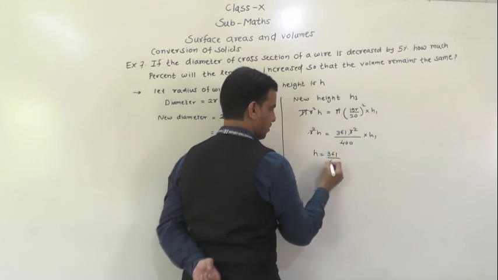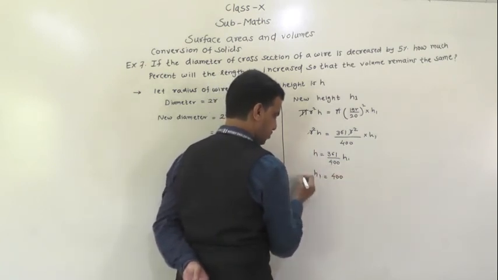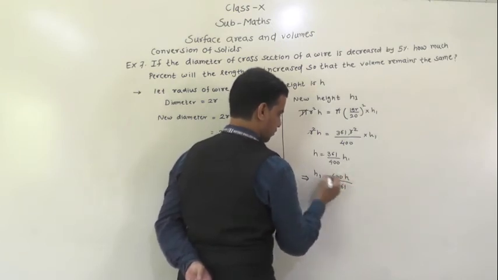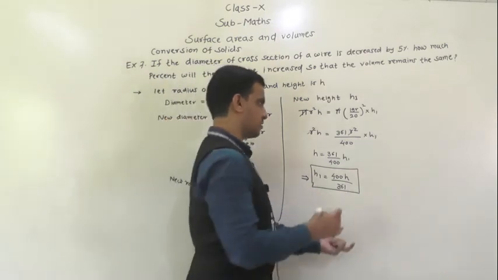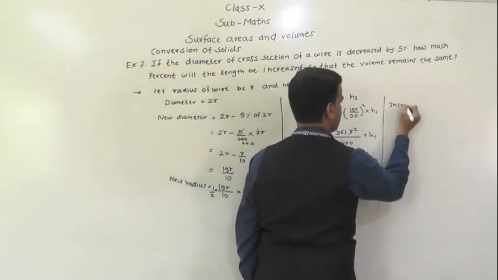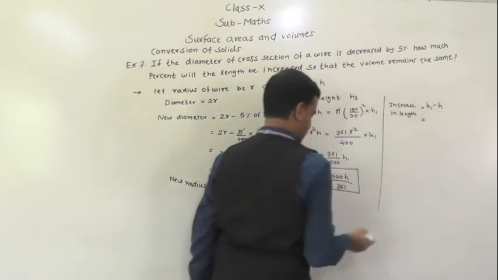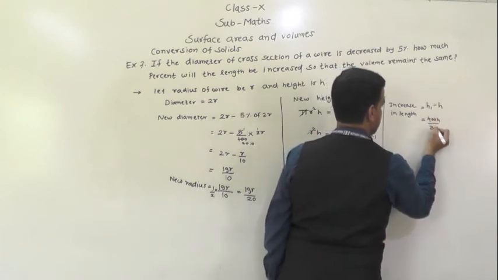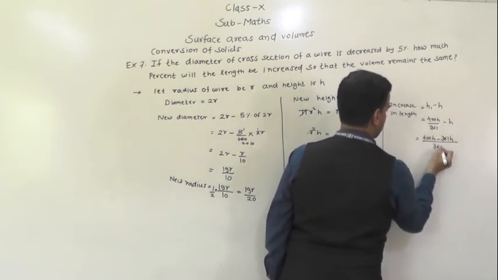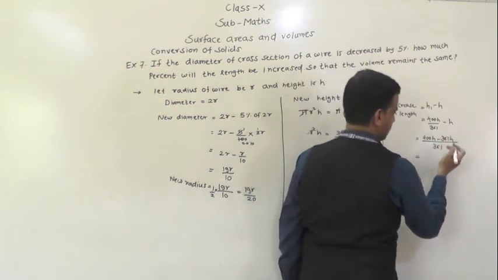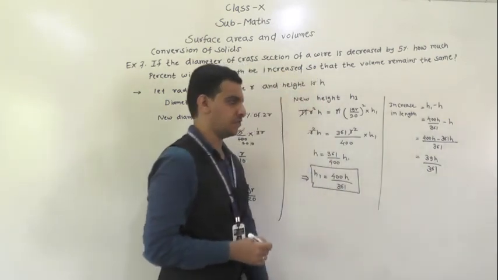H is equal to 361 by 400 h1. So for the value of h1, this 400 we have to shift, so h1 is 400h upon 361. Okay, so how do we find the increase in length? Increase in length is equal to h1 minus h. So h1 is 400h by 361 minus this h. So 400h minus 361h divided by 361. So 400 minus 361 is 39h upon 361. Okay, 39h upon 361, that is the increase in length.